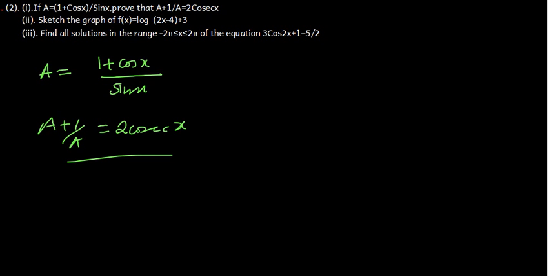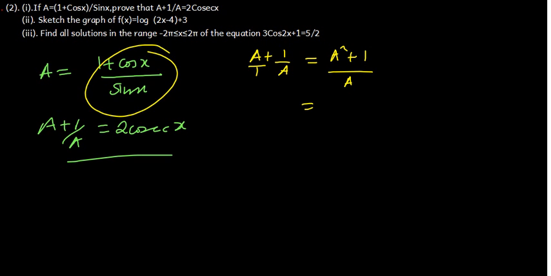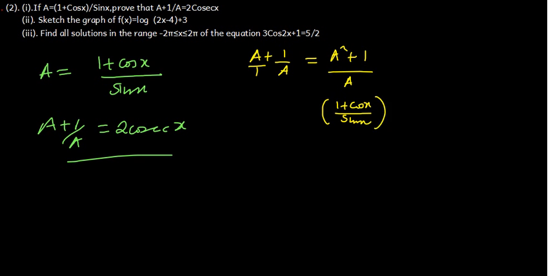How do we get to prove? Well, let's get the a. So we are saying a plus 1 over a. What is it going to give us? If we make this a single fraction, this will give us a squared plus 1 divided by a. Okay, so where there is a, we are going to substitute this, and so that is 1 plus cos x divided by sin x, squared, plus 1, and then divided by 1 plus cos x divided by sin x. What I'm doing is substituting where there is a.